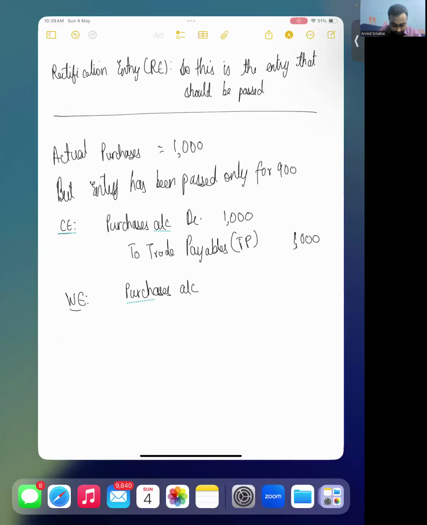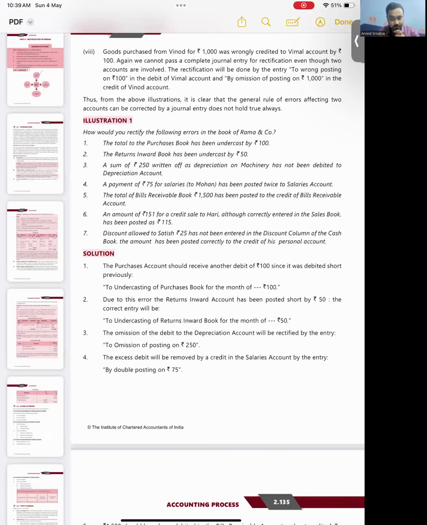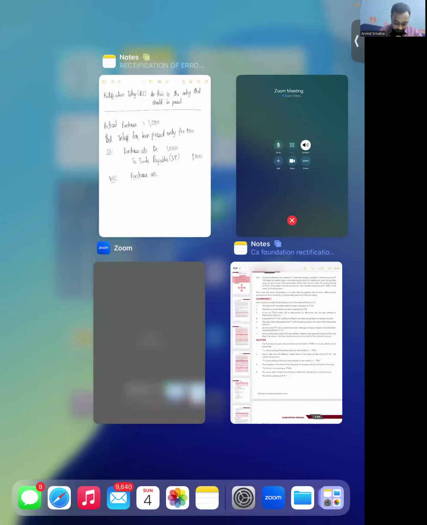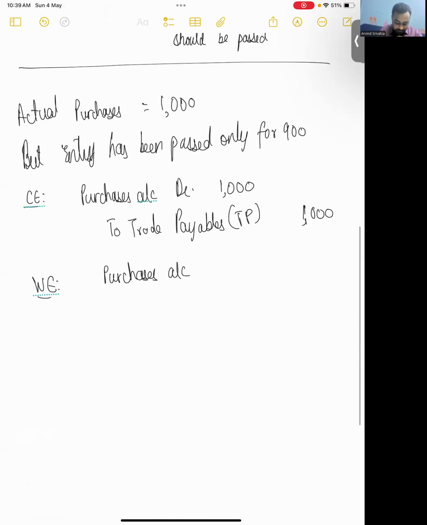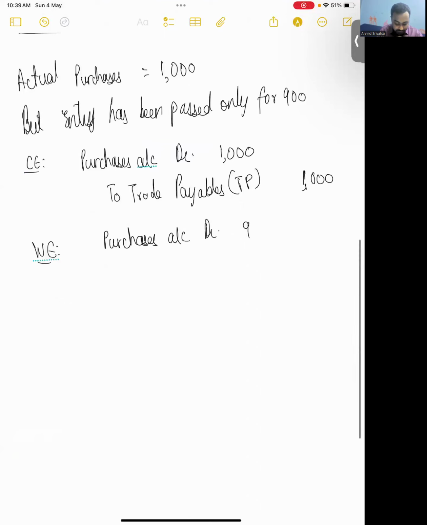So if you just read the question carefully, the total of purchases book has been undercast by 100. They are not saying anywhere that trade payables has been undercast by 100. It is only purchases that has been undercast by 100. So this is where I told you that reading the question carefully plays a very big role. So here we go. Purchases account debit 900 to trade payables 1000. So this is the net entry we need to pass to give the correct impact in our books.